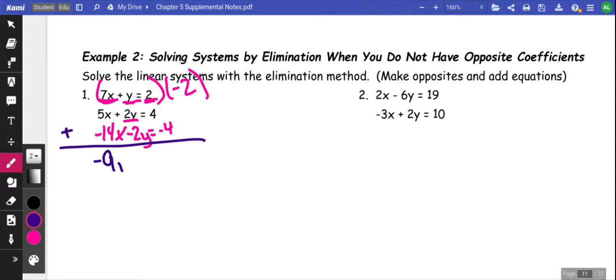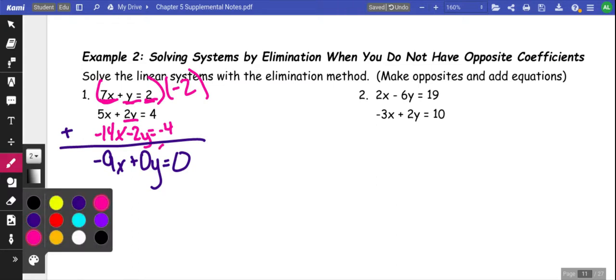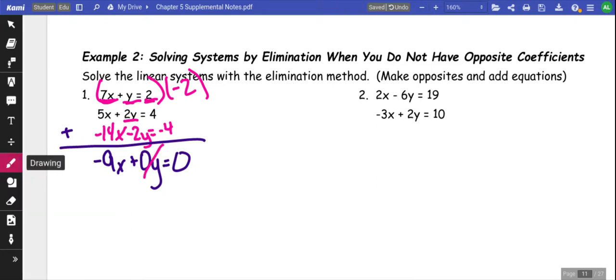I had to think about that for a second, make sure I'm not doing goofy math. Negative 9x. Then my y terms: positive 2y minus 2y, that's going to go to 0y. 4 minus 4, I get another 0 over here. So I know that 0y is going to cancel out. That's the whole reason I multiplied that equation. Awesome, 0y is gone. Now I just have negative 9x is equal to 0.